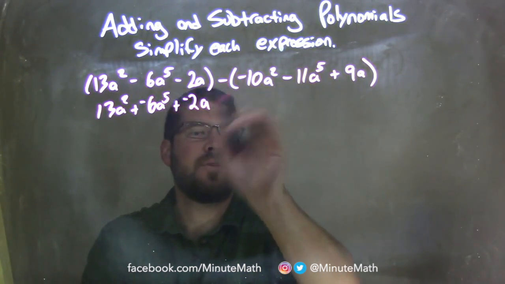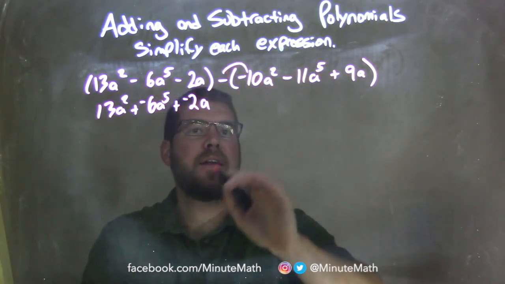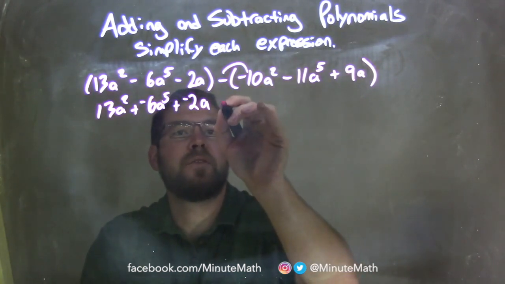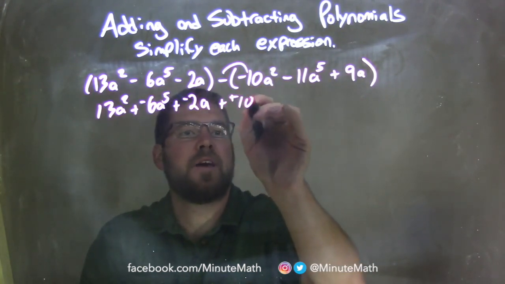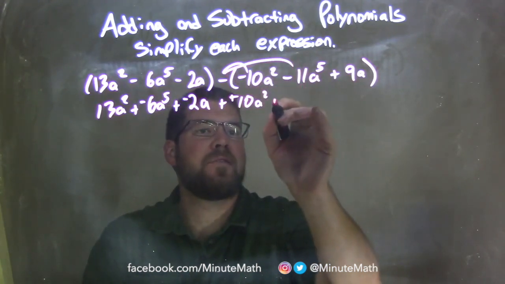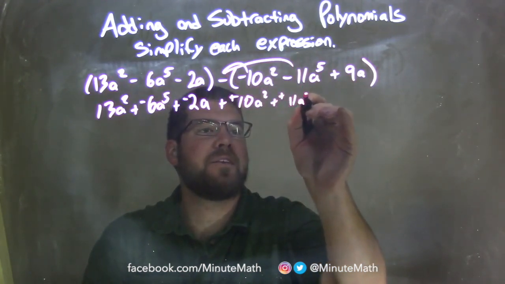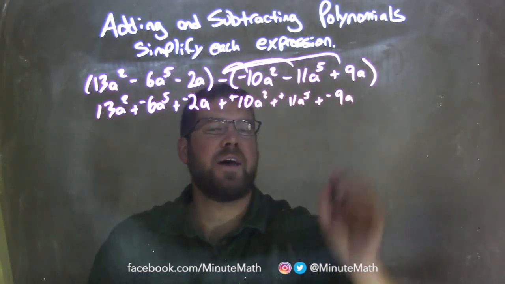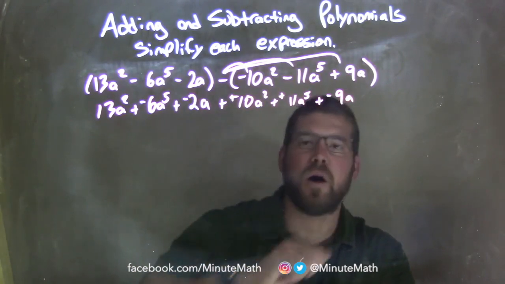Then I'm also going to distribute that negative sign across. Negative times a negative 10a to the second power is adding a positive. So we're adding a positive 10a squared. Distribute again that negative, adding a positive now, positive 11a to the fifth, and distribute the negative because you're adding a negative 9a. Okay, we're distributing that minus sign across.